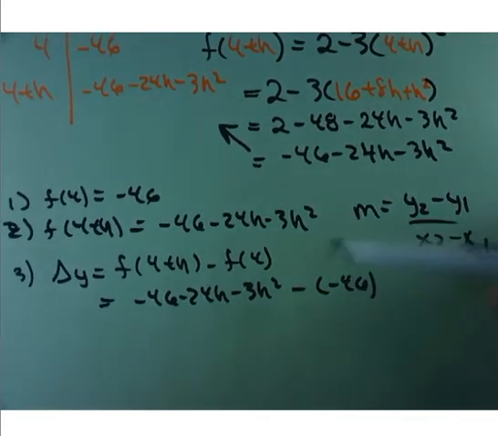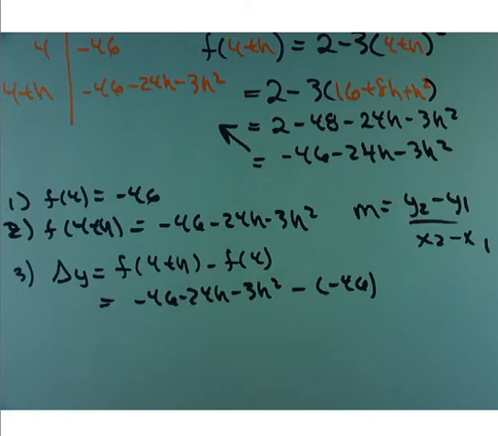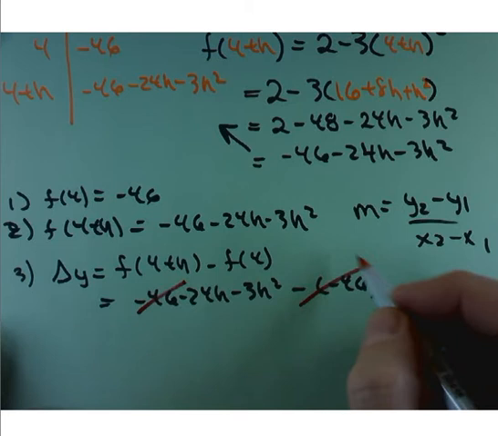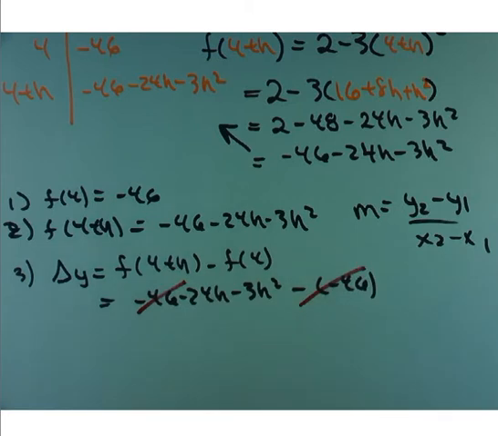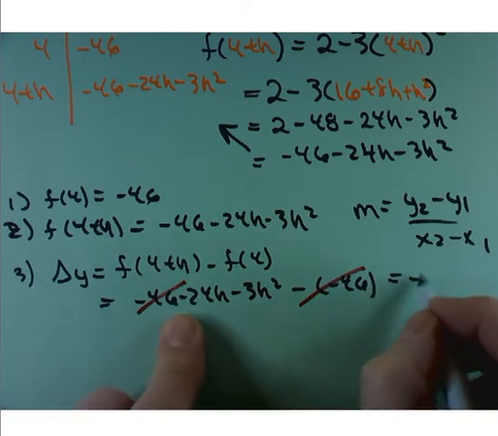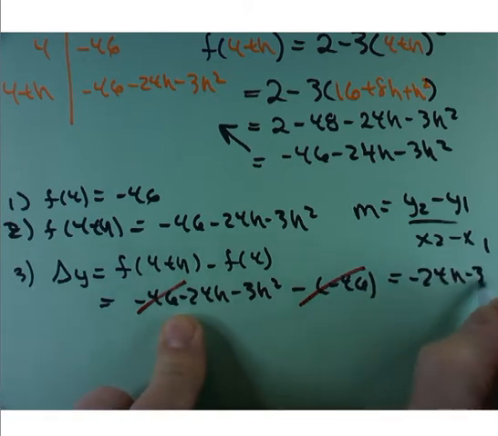So all I'm doing is subtracting the y coordinates, and I get some nice simplification. Does anyone see what simplifies here? The 46 and the 46. Yes, perfect. The 46s. That minus negative 46 becomes a positive. Positive 46 and negative 46 cancel each other out. So I end up with negative 24h minus 3h squared.